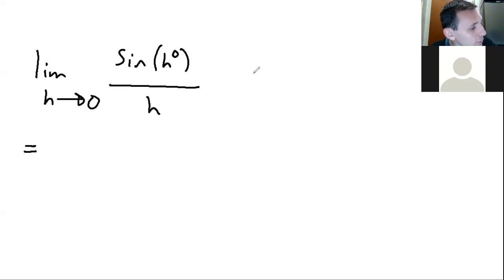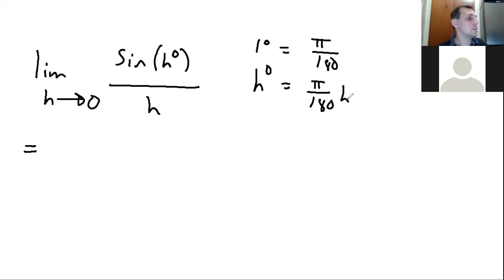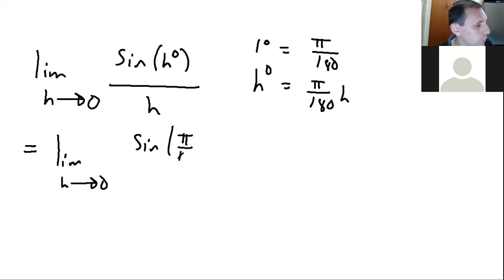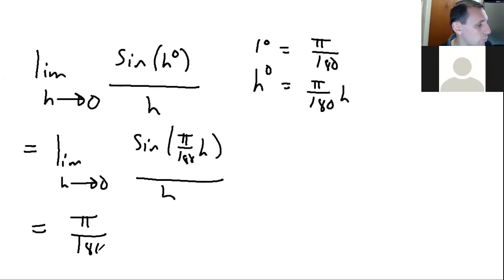So here is the observation. H degrees is how many radians? So let's say 1 degree is pi over 180, correct? 1 degree is pi over 180 radians. So h degrees is pi over 180 h. So this is the same as the limit as h goes to zero of sine of pi over 180 h divided by h. And so the answer is pi divided by 180. Which is definitely not one, it's much smaller. Yes? It's pi over 180.